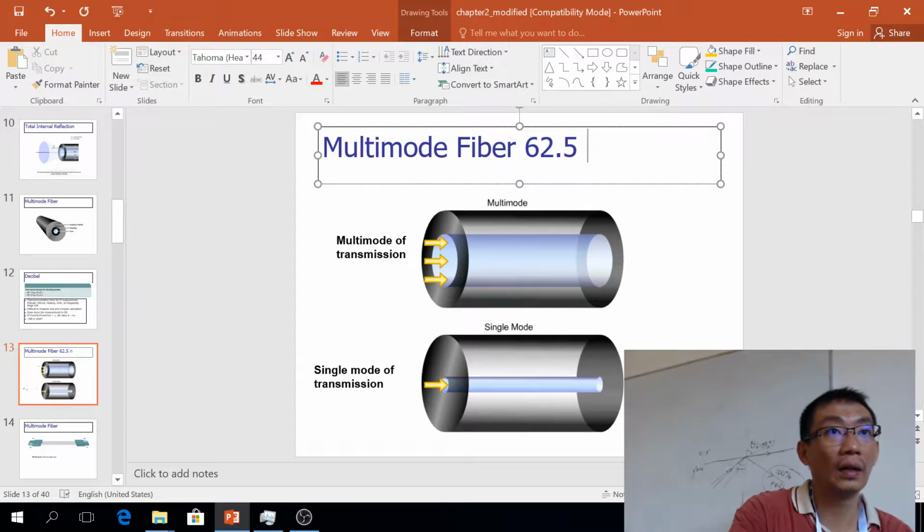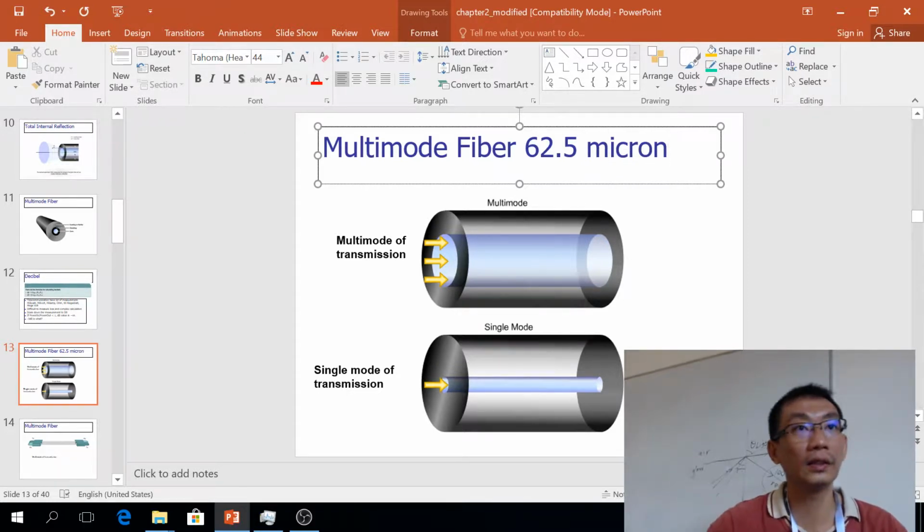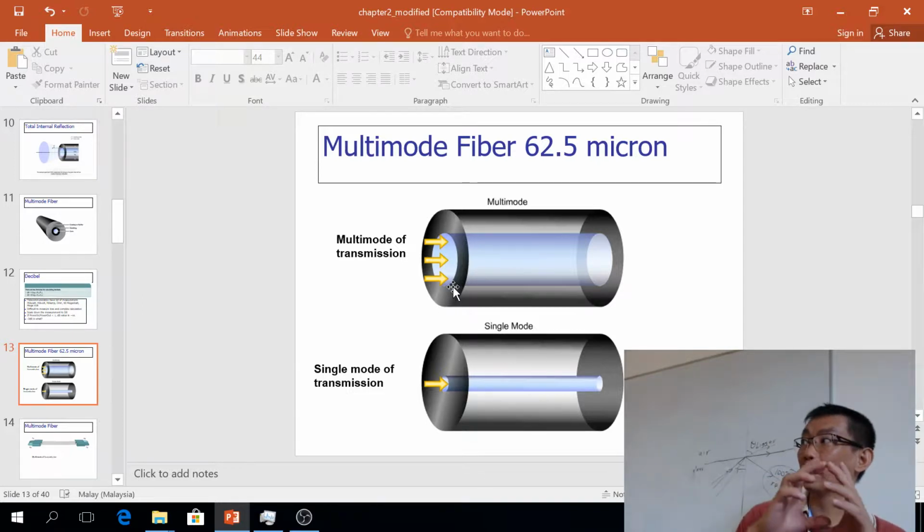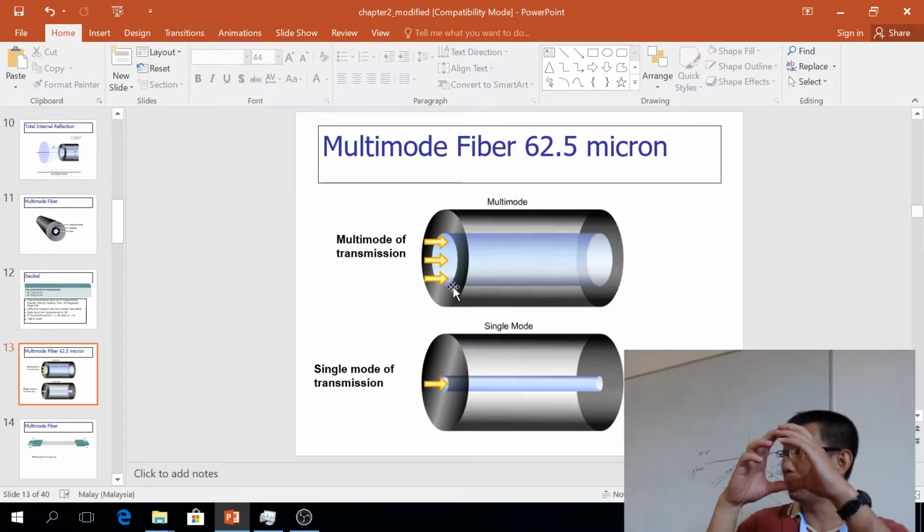62.5 micron. Okay, if I'm not mistaken, it's 62.5 micron. All right, so this one is for multimode fiber. So the core is very big. So when the core is very big, a lot of light can go inside, because you have a bigger hole.